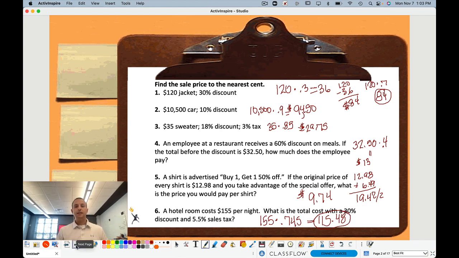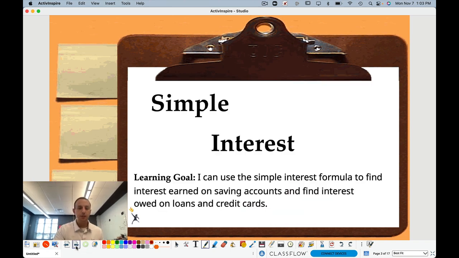All right, let's move on to today's lesson. Today's lesson is simple interest. So I can use the simple interest formula to find the interest earned on a savings account, or find how much interest I owe on loans or credit cards. Now, it's a little more complicated than this once we get out into the real world, but this is our good starting point. We're setting up the idea of simple interest.